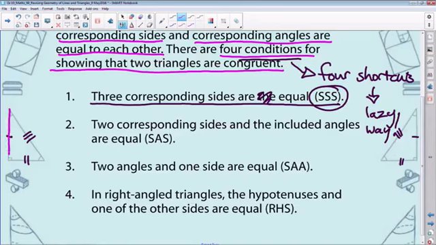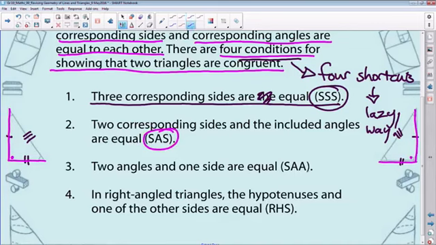So in other words, this side and this side and this angle. If we knew that those were the same on these two triangles, then we would have a side angle side as the shortcut way.